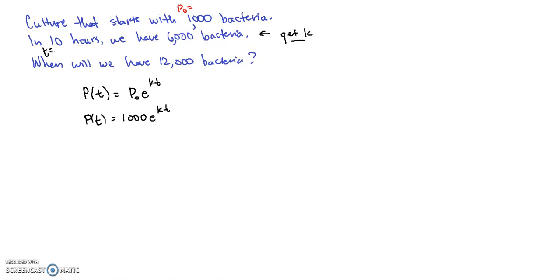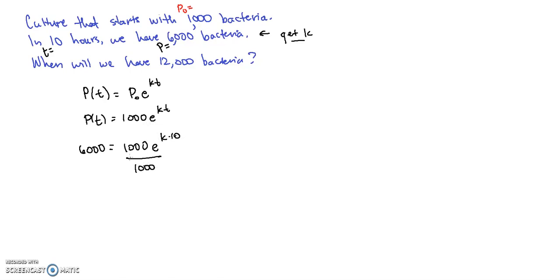So t is 10, and this is our population that changes, the P of t. If we plug those in, we have 6,000 equals 1,000, which doesn't move, e to the k times 10. Okay, so we plug in what we know to find k. Now when you look at this, it should look exactly like the time problems. We're just solving for k instead of t. It's a different letter, but it's the same process.